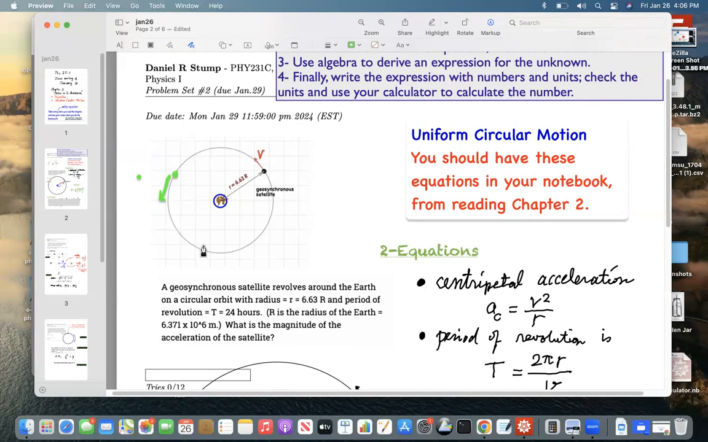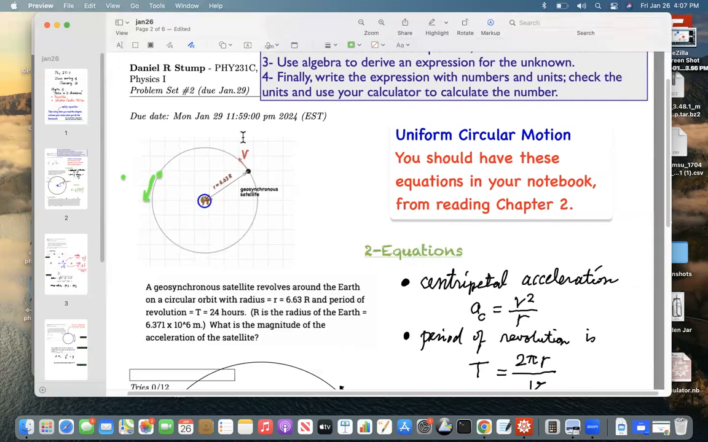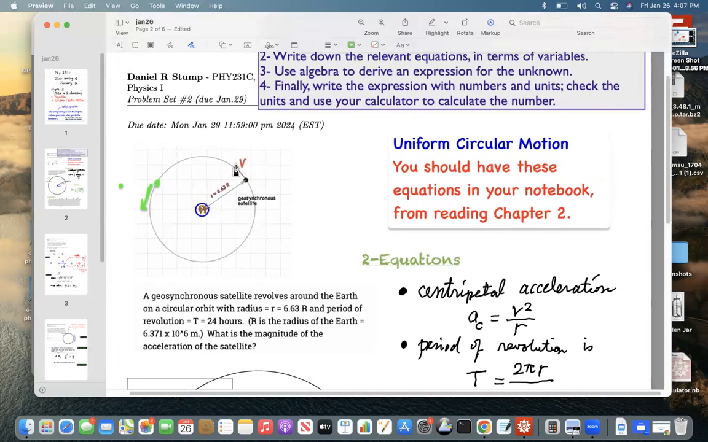Of course, the reason for that acceleration is gravity, but we're not talking about gravity today. We're just talking about the acceleration vector. That acceleration vector is called centripetal acceleration. So you should have the equations for centripetal acceleration in your notebook.